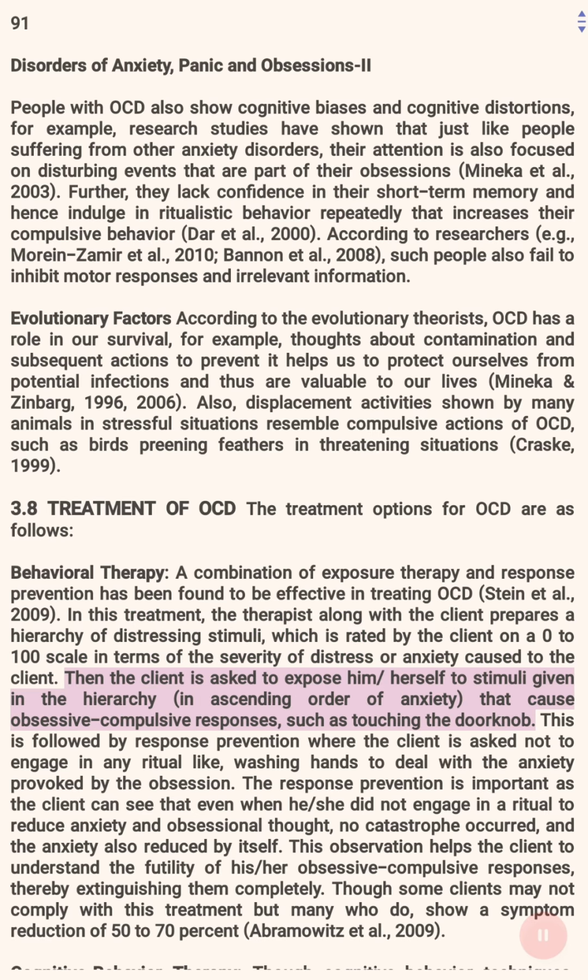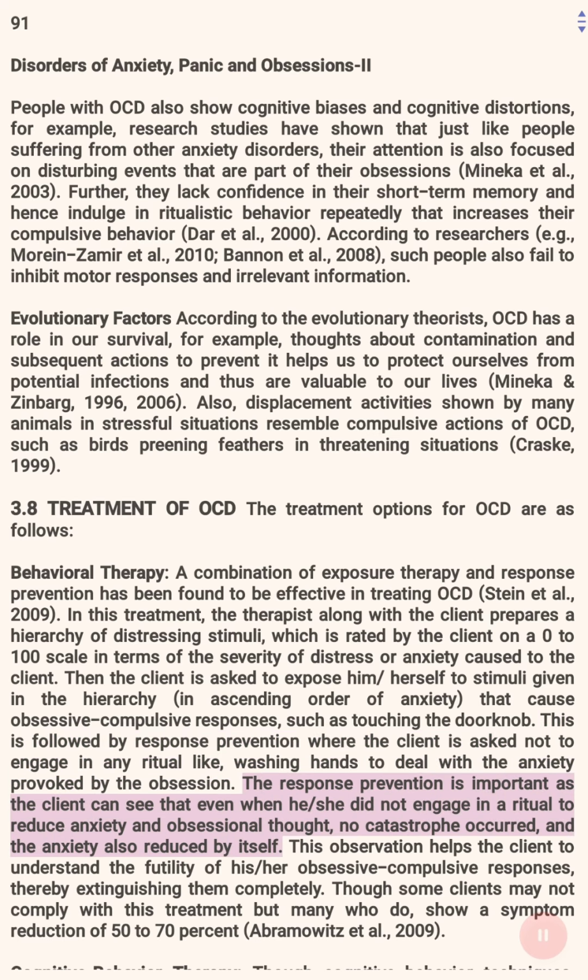Then the client is asked to expose herself to stimuli given in the hierarchy, in ascending order of anxiety, that cause obsessive-compulsive responses, such as touching the doorknob. This is followed by response prevention where the client is asked not to engage in any ritual like washing hands to deal with the anxiety provoked by the obsession.